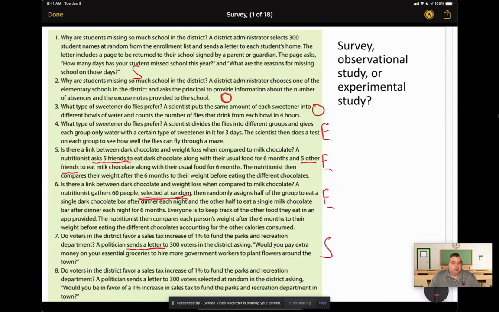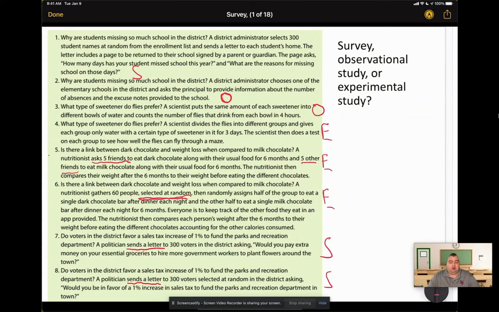Number 8, do voters in the district favor a sales tax increase of 1% to fund the Parks and Recreation Department? A politician sends a letter to 300 voters selected at random in the district asking, would you be in favor of a 1% increase in sales tax to fund the Parks and Recreation Department in town? Again, this would be an example of a survey because you're sending a letter.